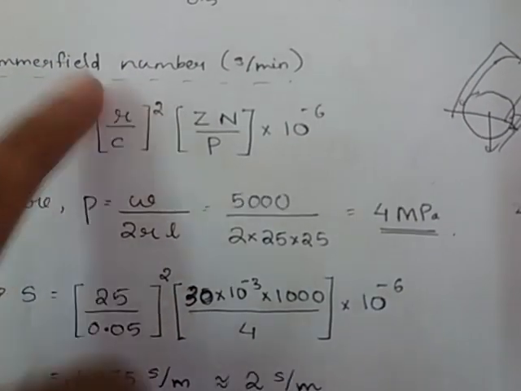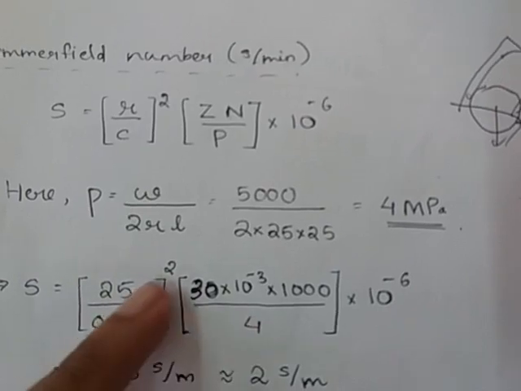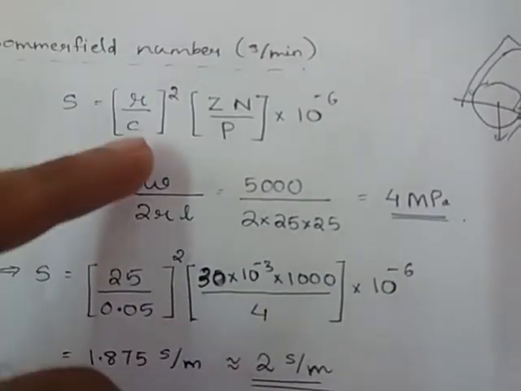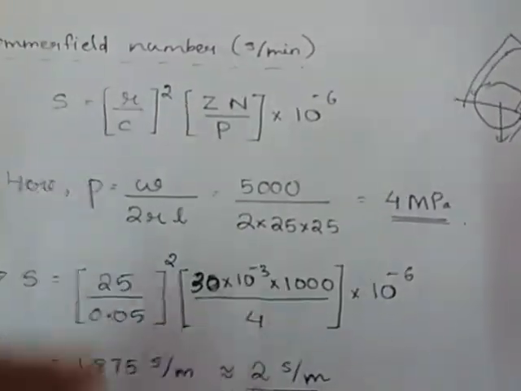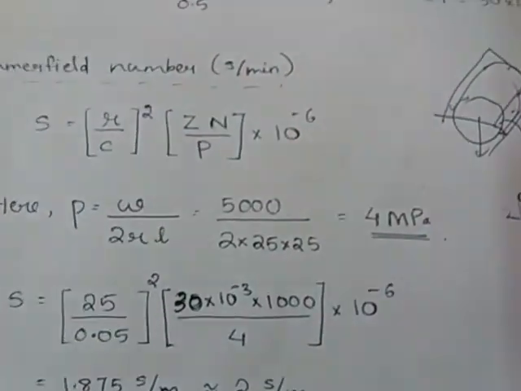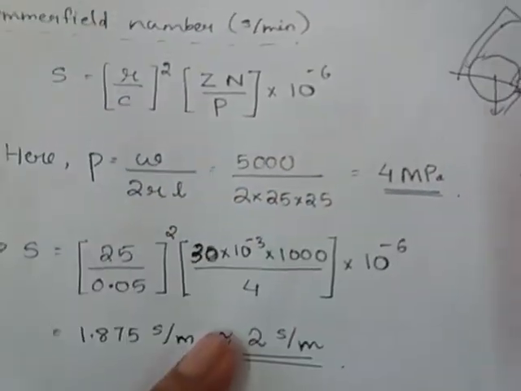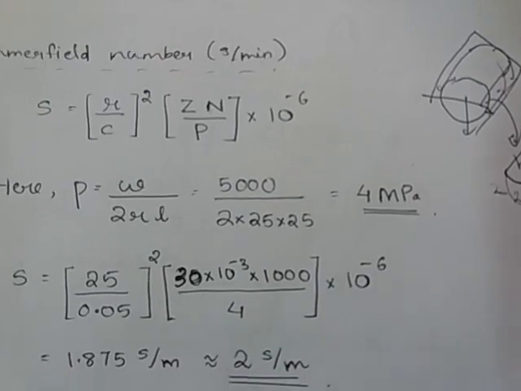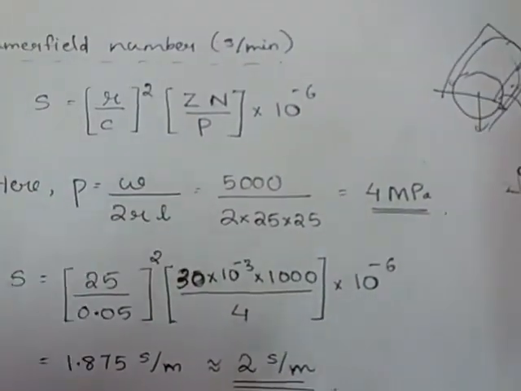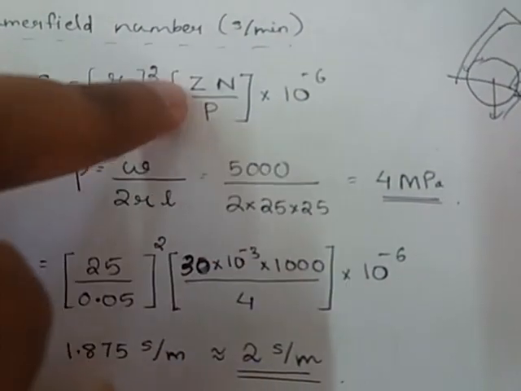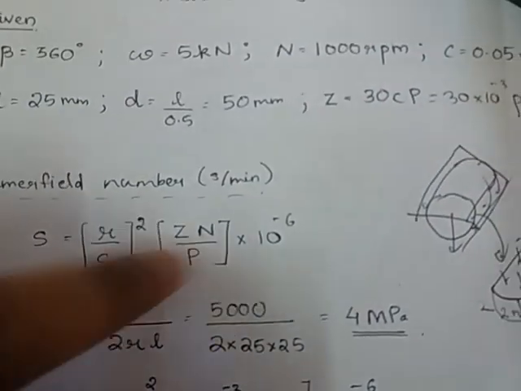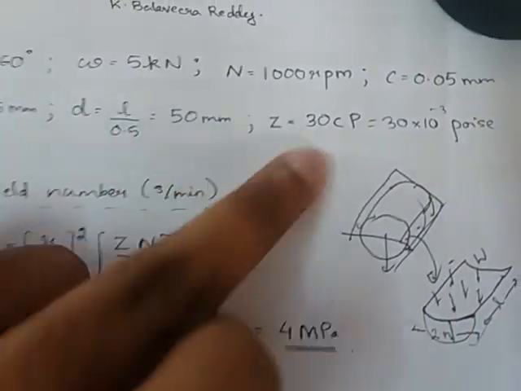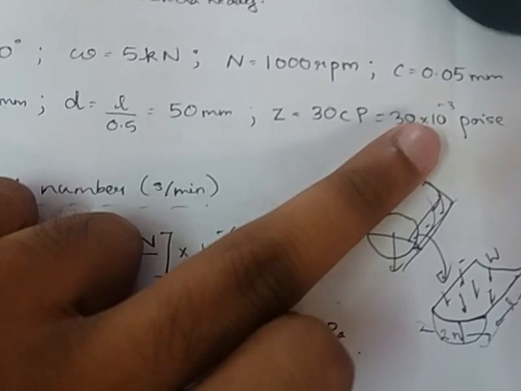We have R by C, with C as 0.05 mm. We have to convert to meters, converting millimeters, RPM, and P to megapascal. We take these from the data book. Now, we have Z: 30 centipoise, that is 30 into 10 raised to minus 3 poise.